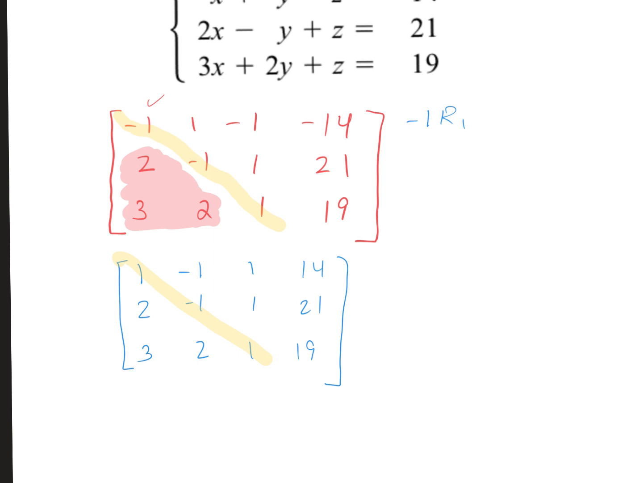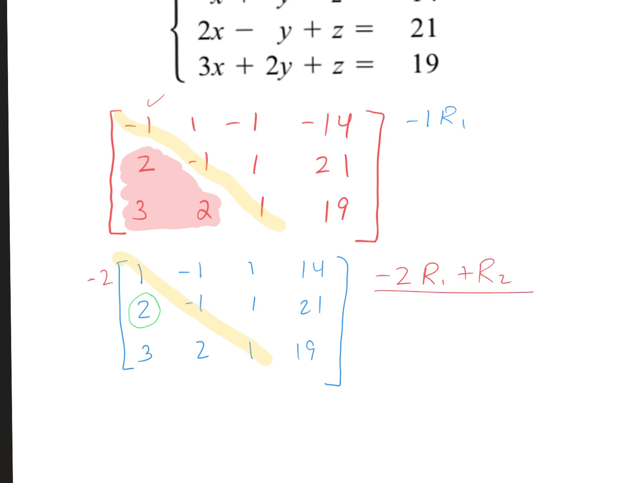I'm going to focus on the first column. I want my first column to be a positive 1, and then a 0 underneath, and a 0 underneath. So I'm going to now focus on this number right here. What could I do to combine that second row with the first row to get my 2 to cancel out, to become a 0? Could I multiply the first row by negative 2? Absolutely. So I'm going to say negative 2 times row 1, and I'm going to add it to row 2. That's what we're going to do.